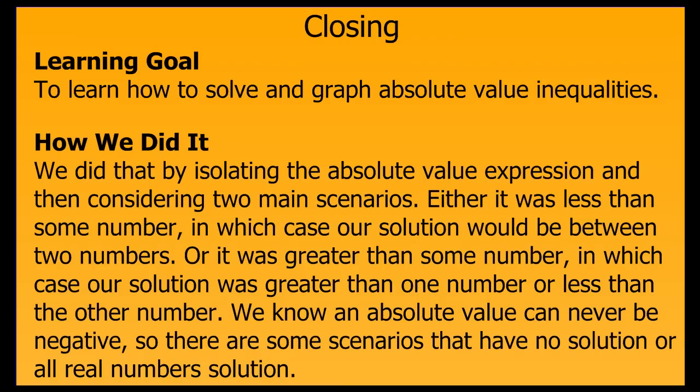In closing, let's review our learning goal. We wanted to learn how to solve and graph an absolute value inequality. We did that by isolating the absolute value expression and then considering two main scenarios. Either it was less than some number, in which case our solution would be between those two numbers, or it was greater than some number, in which case our solution was greater than one number or less than the other number. We know an absolute value expression can never be negative, so there are some scenarios that have no solution or all real numbers solution.